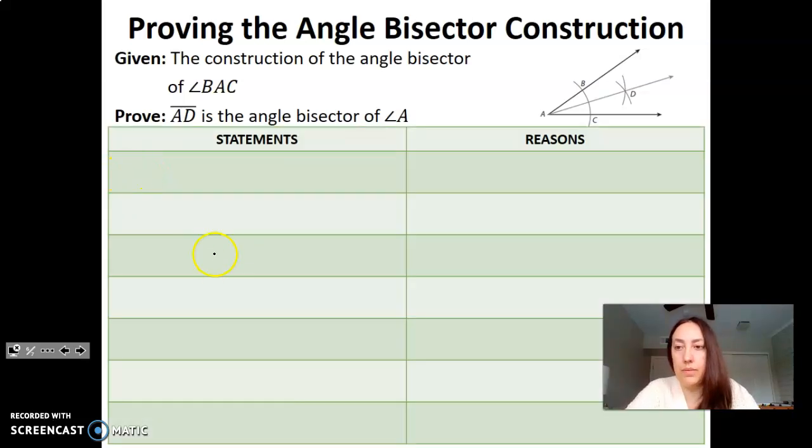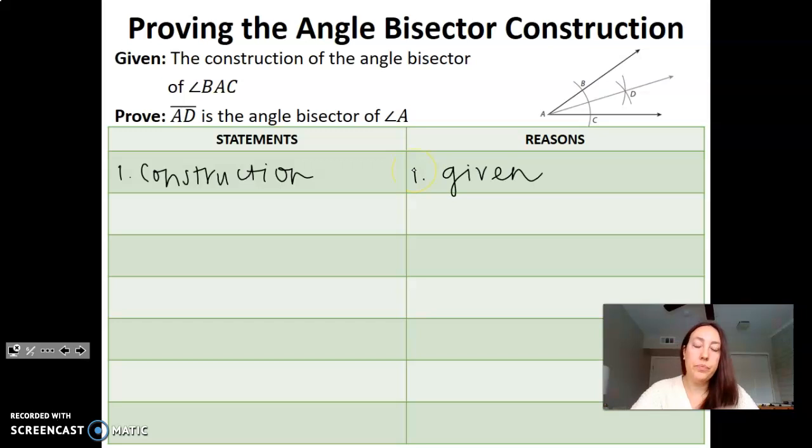So what we're given is just the construction. That's what we're starting with. So that is our given piece of information. Okay, first thing I'm going to do is draw the triangles that we're going to use. I'm going to connect this point B to this point D, and I'm going to connect C to that point as well. So then we get these two triangles here, triangle ABD and triangle ACD.